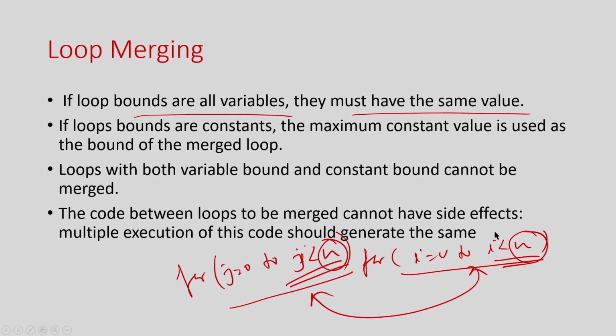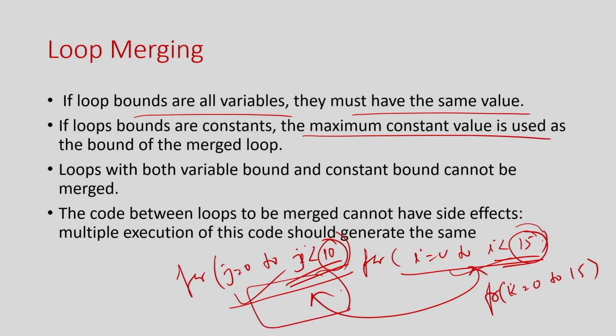If there are two loops which have a constant bound, suppose this is running for 10 and this is running for 15, still I can merge. I will take the max of these. So, in the merged loop, I will run for k equal to 0 to 15, but I will put a conditional statement. If i is less than 10, I am going to do this part of the loop, and if it is not, then I am going to do this other part. So, I can take the maximum count as the loop bound, but I add a conditional operation so that the operation here will not execute beyond 10.